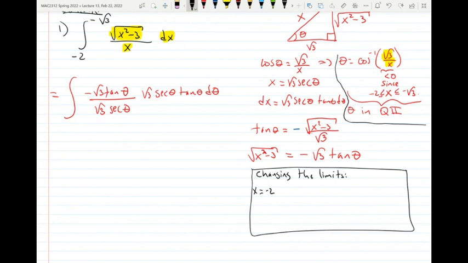So when x equals -2, then theta equals inverse cosine of negative square root of 3/2, right? Just plugging in here in our substitution, when x is -2, theta is going to be the inverse cosine of negative square root of 3/2. So what is this? We know we are expecting an angle in quadrant 2, right? What angle?